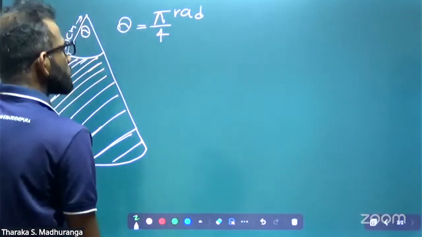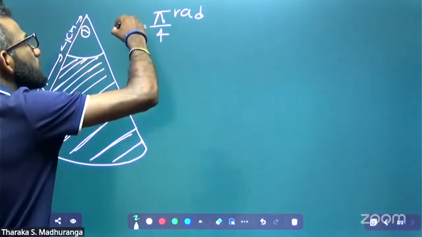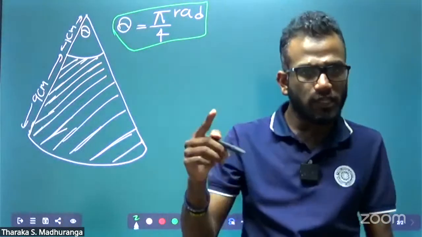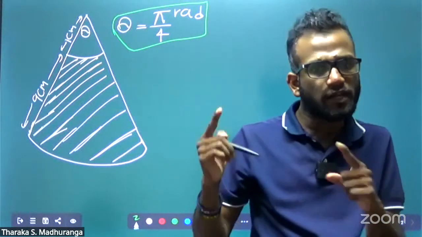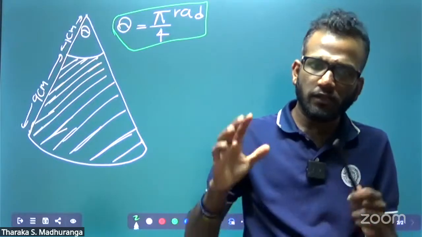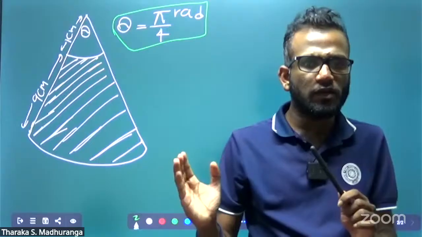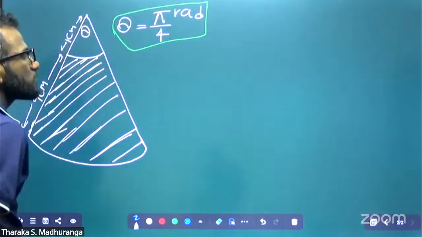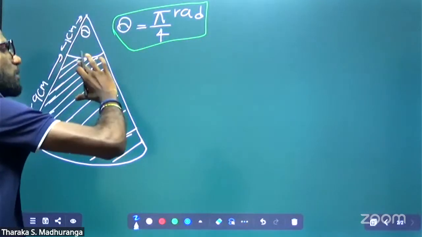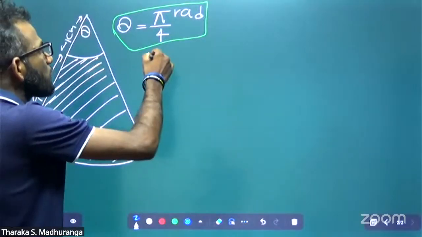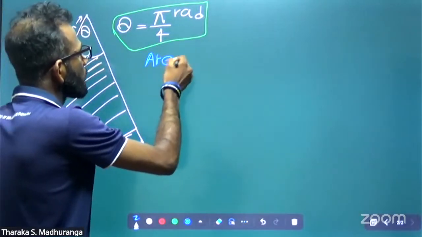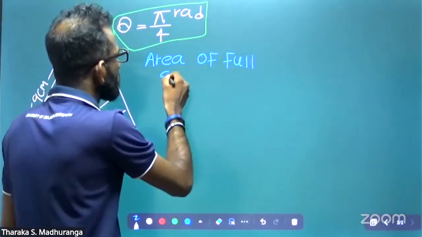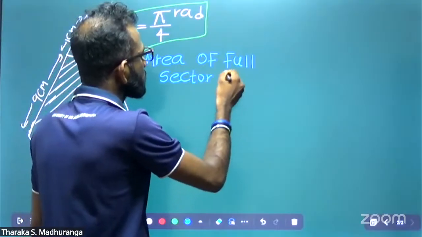But the problem is the theta is given in radian. Therefore, if you want to use the first equation, theta over 360, you have to convert that radian into degrees, then you can use it. But if you use the radian angle, you can directly calculate with the second equation, half r squared theta radian. This shaded part is what is asked, so I'm going to get the area of the full sector first.